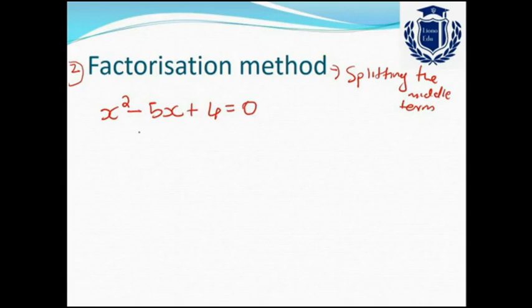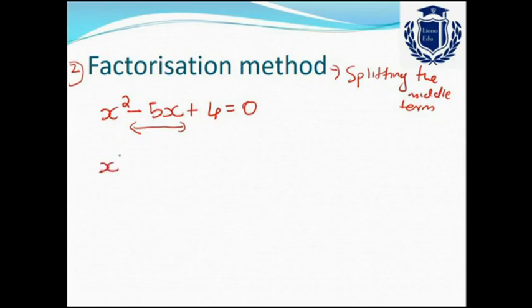Now let us see how to solve this given quadratic equation. Look at the middle term. This is the middle term. Minus 5x is the middle term. And you are going to split this middle term. But there is a particular rule that you have to see when you are splitting the middle term. And that is what I am going to explain to you through this example.